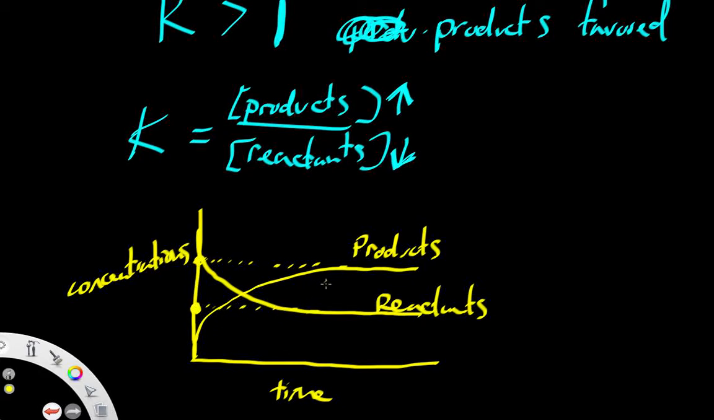And notice how the products and reactants, once they reach equilibrium, we'll say that it's probably at this point or somewhere in there, they do not change with time. So that's just an indicator that the rate of the forward reaction is equaling the rate of the reverse reaction, and therefore your products and reactants are not changing with time from that point forward. So that's when K is greater than 1.